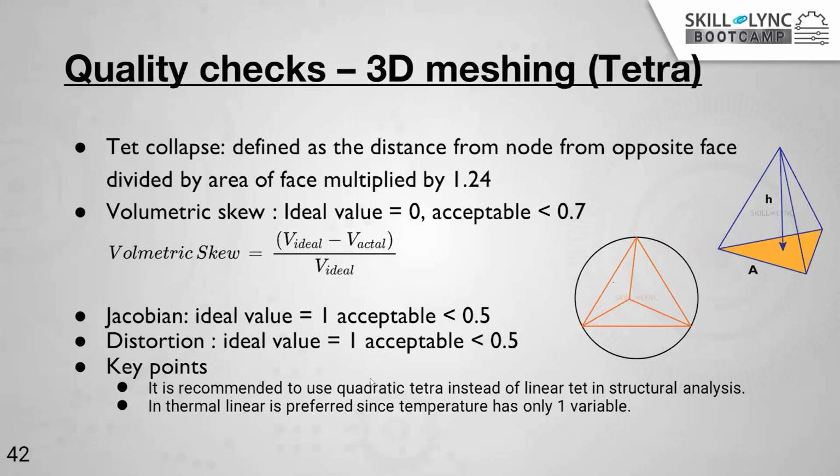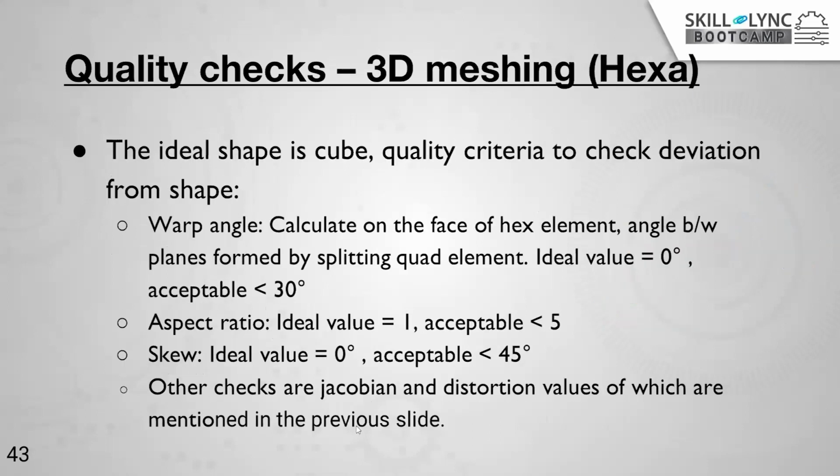It is recommended to use quadratic tetra instead of linear tet in structural analysis. As I told you, if you are not able to mesh with hexahedral elements, you can use tetra, but ensure that you are using higher order tetra. But in thermal analysis, you can prefer linear elements also, because in thermal analysis there is only one variable, that is temperature. Now for hexa elements, the ideal shape is a cube.